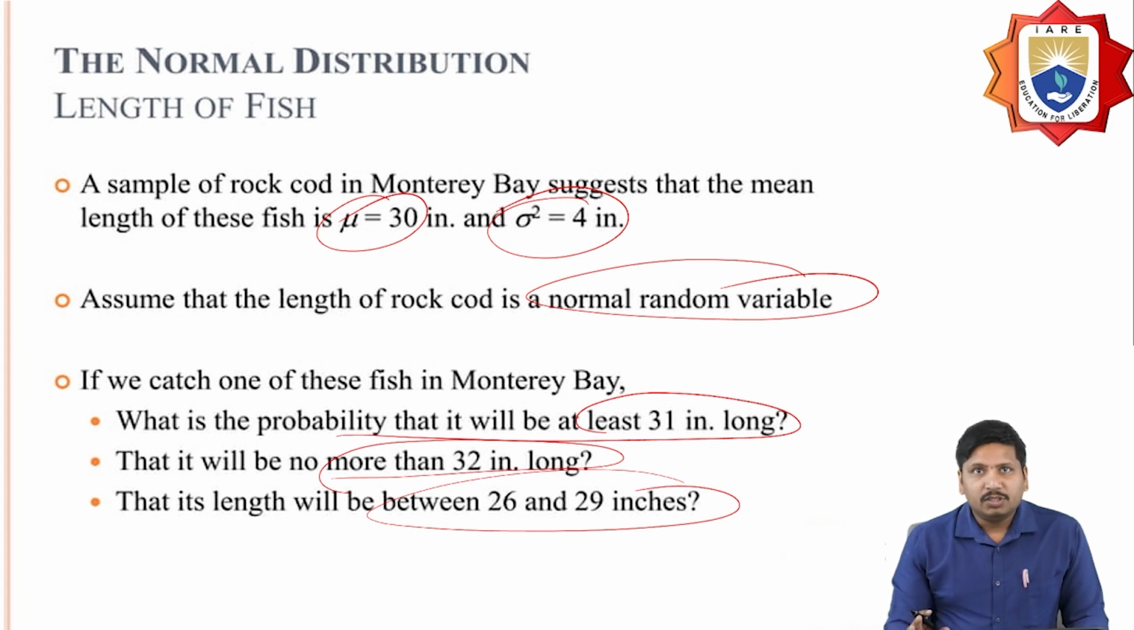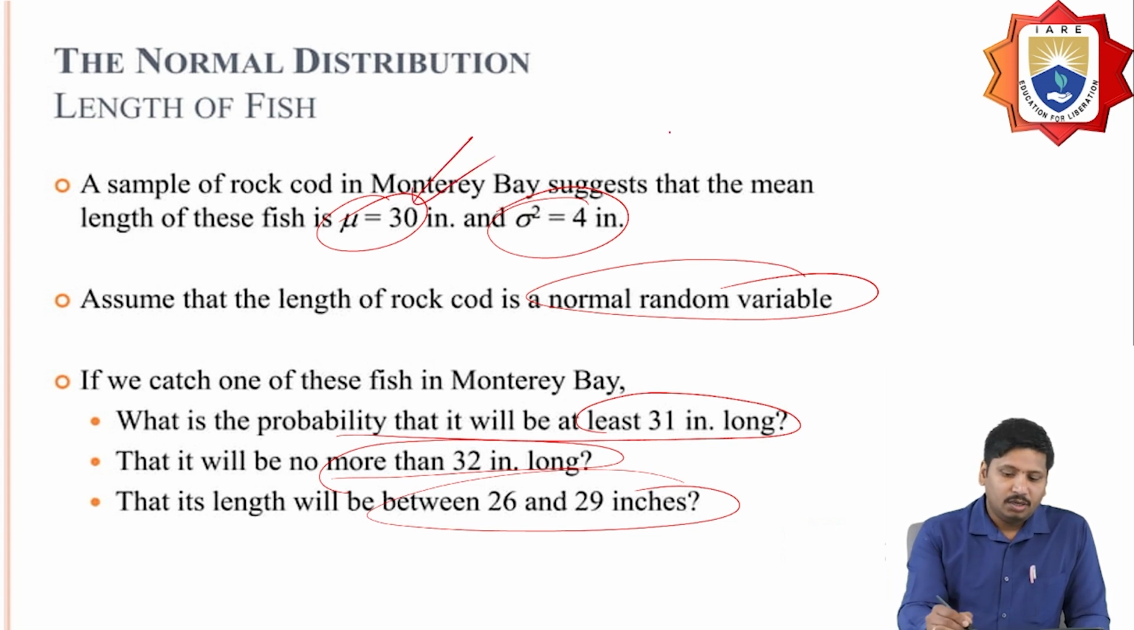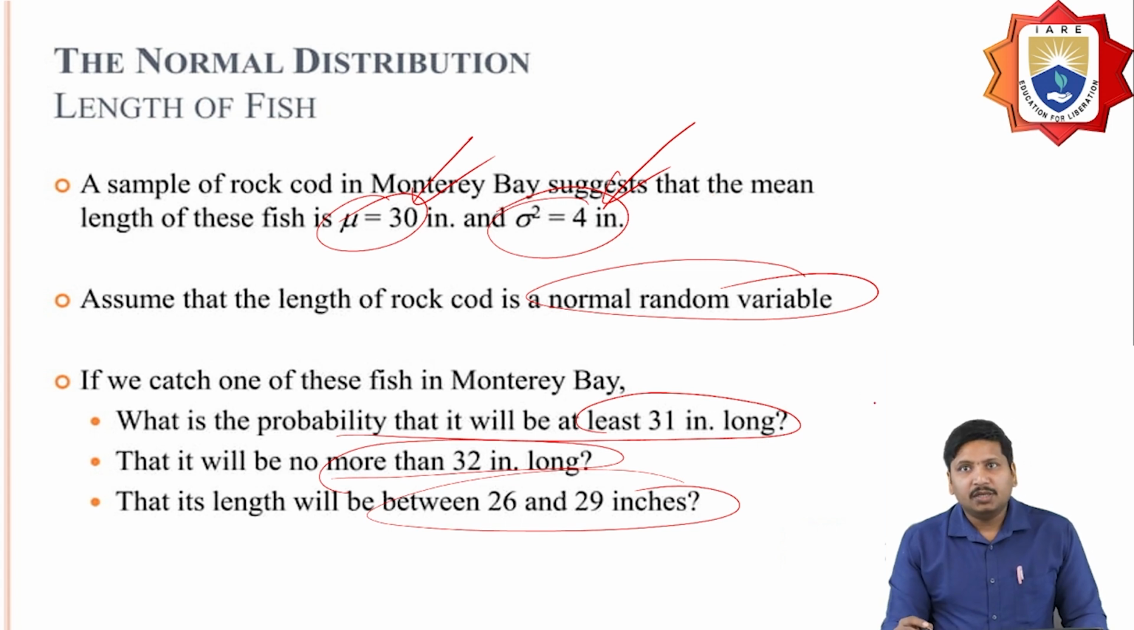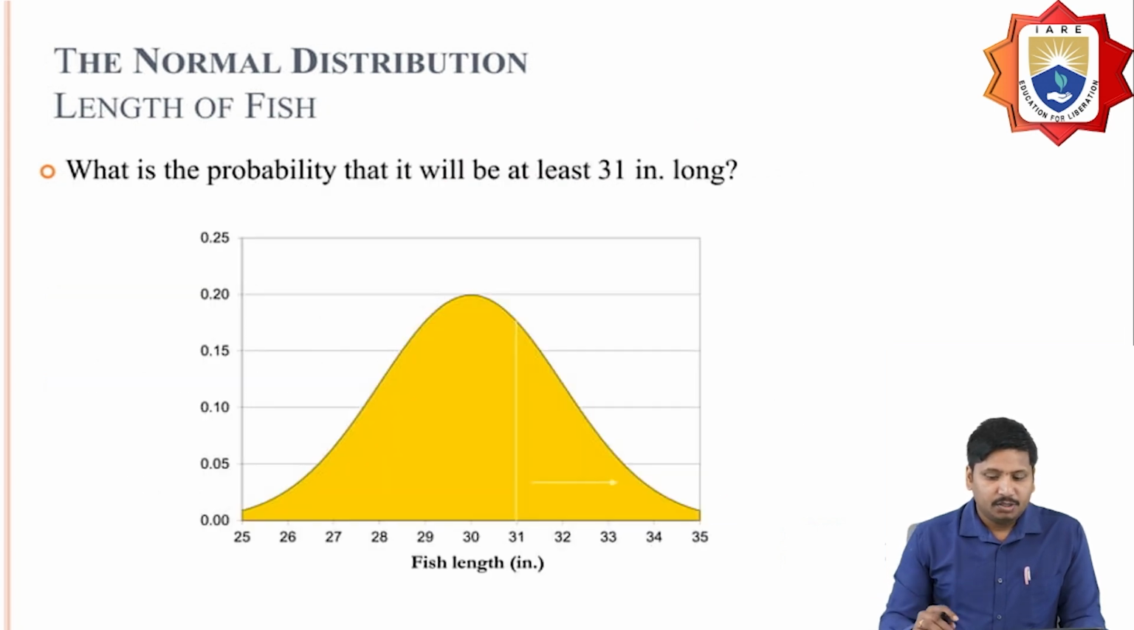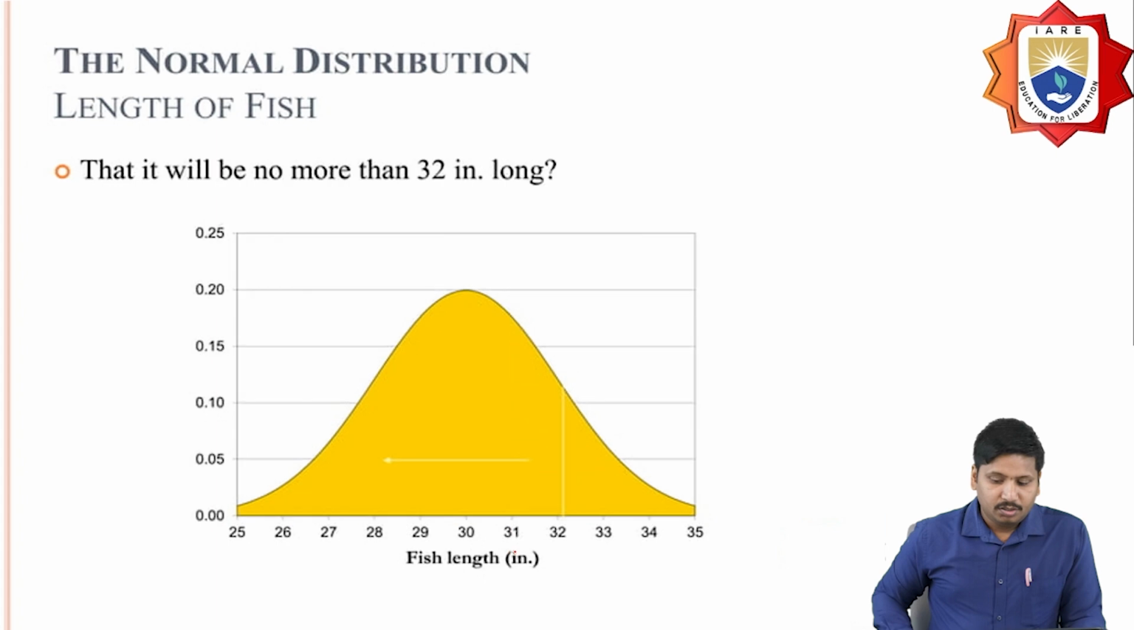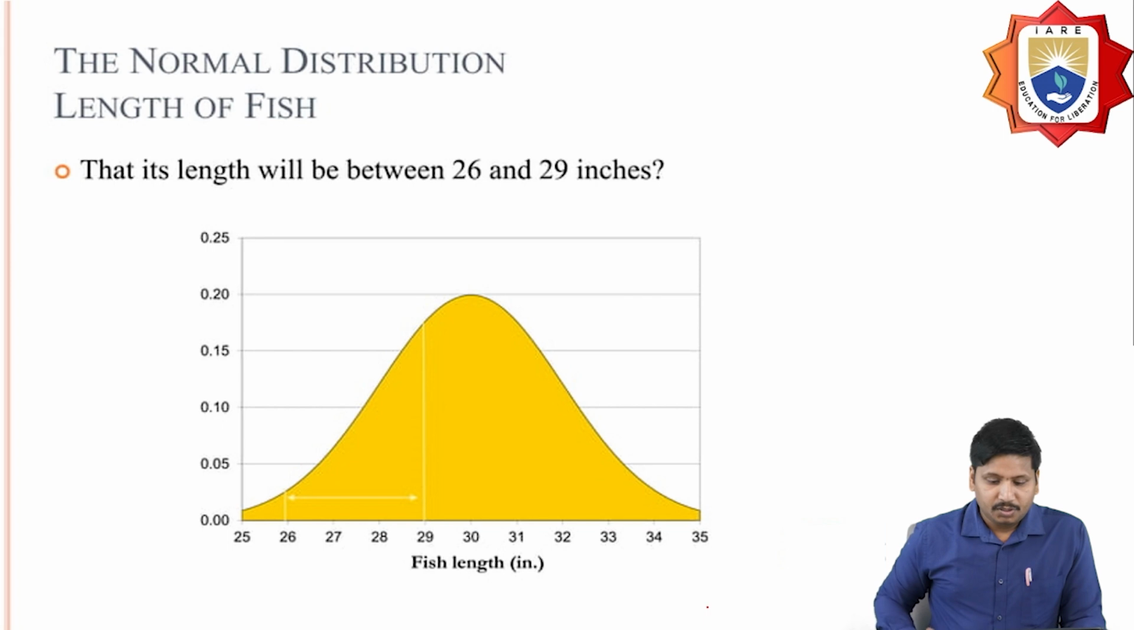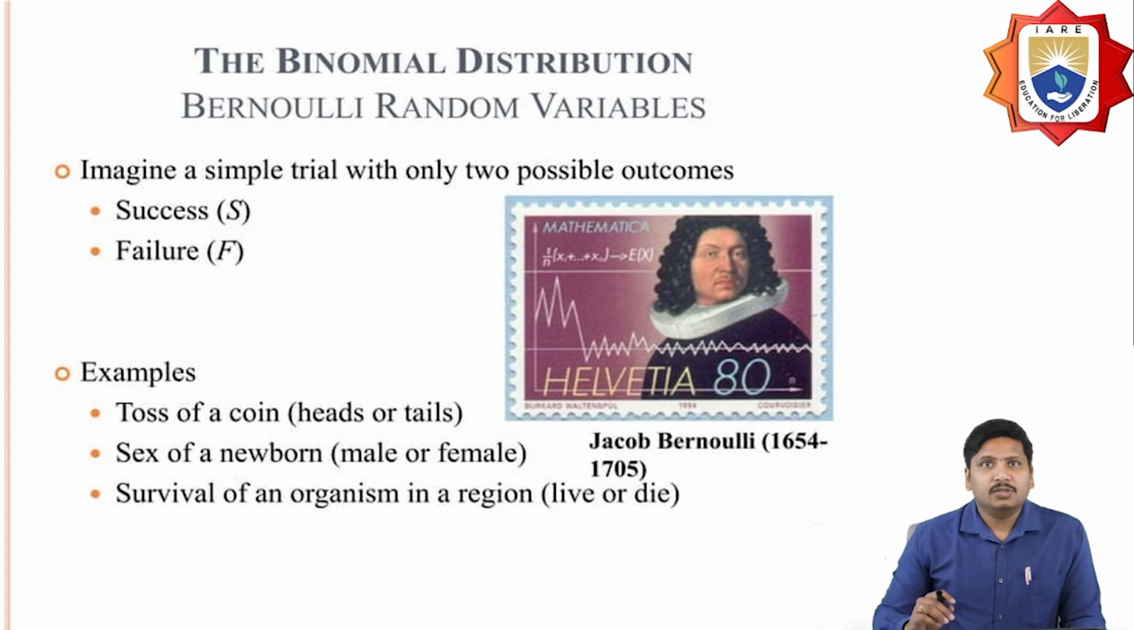A sample of rock cod in Monterey Bay suggests that the mean length of the fish is this and the standard deviation is 4 inches. Now I want to find the probability that the length of the fish is at least 31 inches, more than 32 inches, and between 26 and 29 inches. So 31 inches long is given like this, more than 32 inches like this, and between 26 and 29 like this.